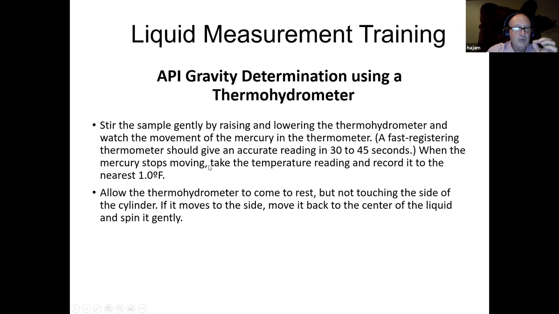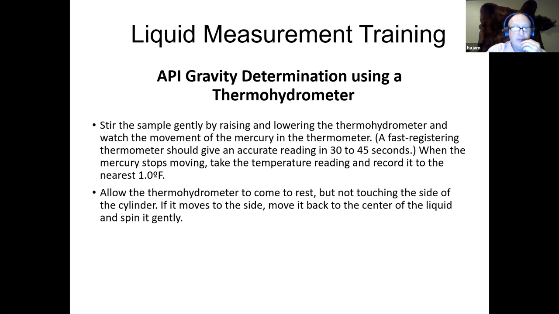And then stir it gently, just raising and lowering the hydrometer a little, a couple of degrees API, just to make sure everything is free and that the reading is going to be accurate. Then we want to watch that temperature and make sure it stops moving. Take your time, allow it to rest for at least 30, 45 seconds, and just let it come to temperature before you make that reading.